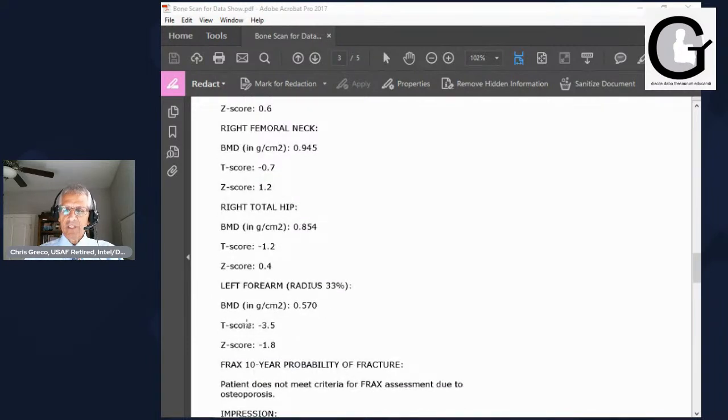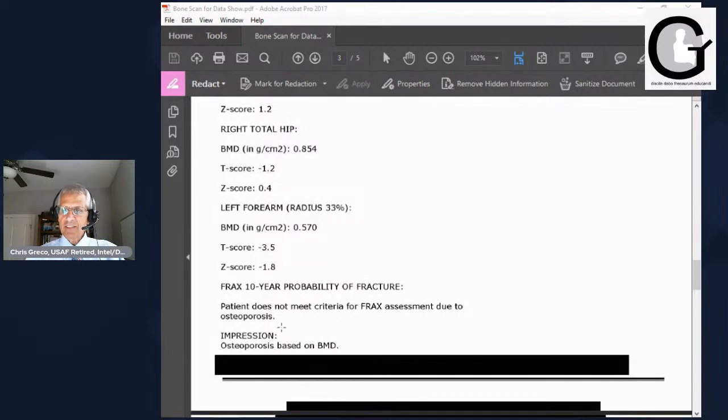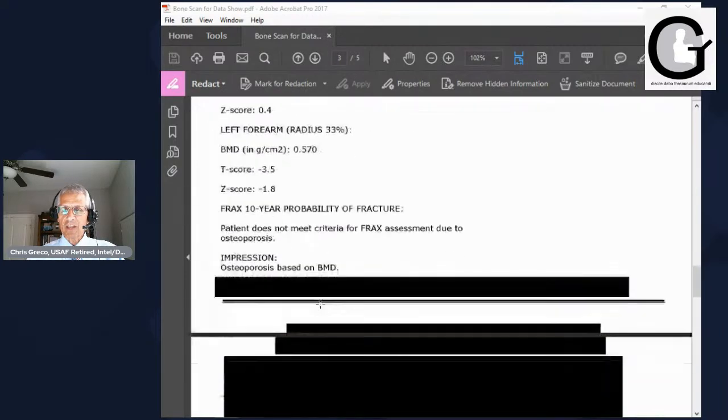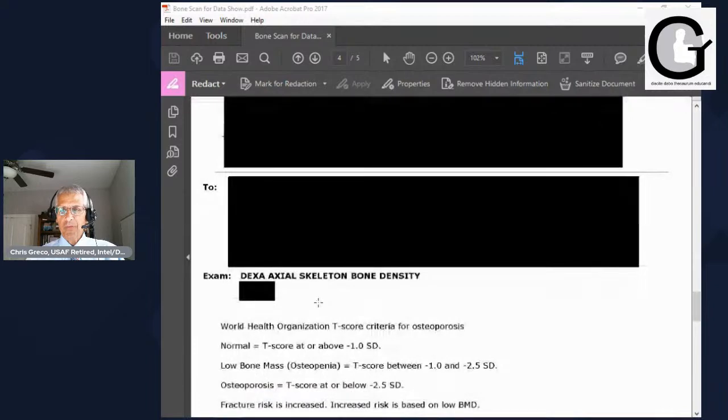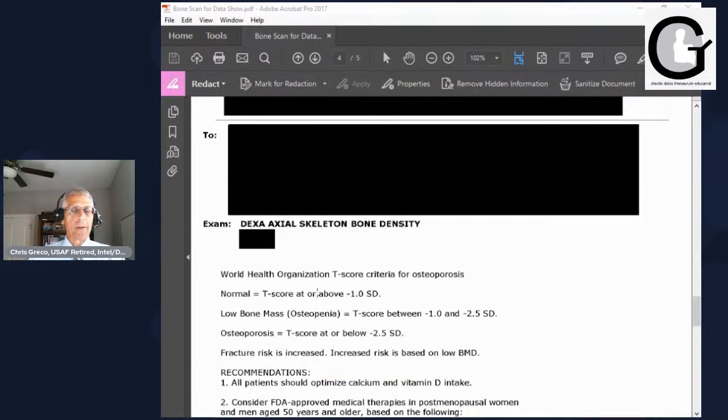Then we did this one. It's a T-score of negative 3.5 in your left forearm, right? Left forearm. 10-year probability, it says patient does not meet criteria for FRAX, which is the probability of fracture, right? Due to osteoporosis, right? Impression, osteoporosis based on BMD, bone mineral density. So this is what we're talking about. So basically, they are diagnosing this individual with osteoporosis. So here's what the World Health Organization says about osteoporosis.